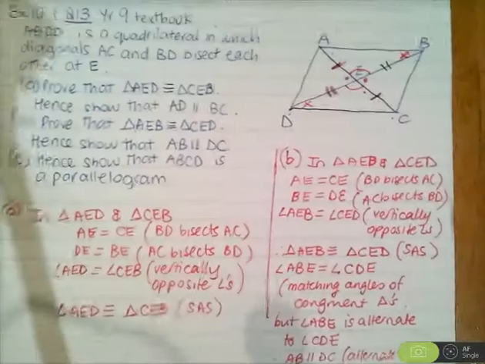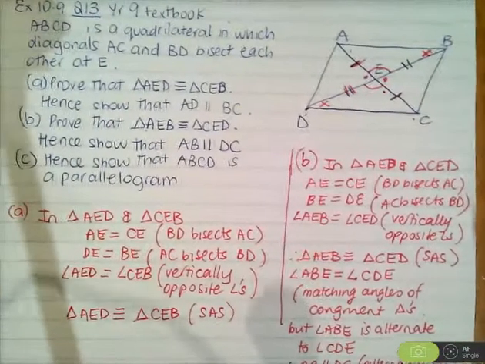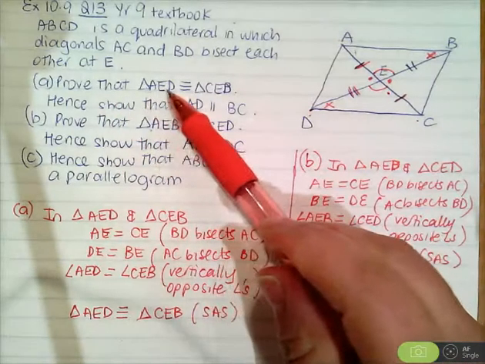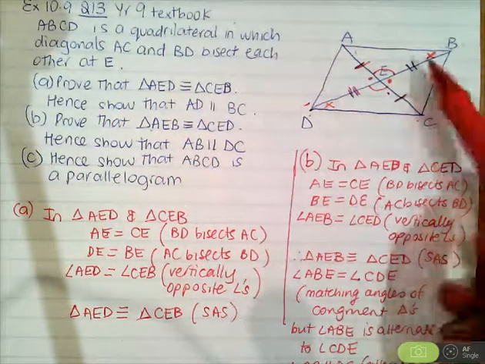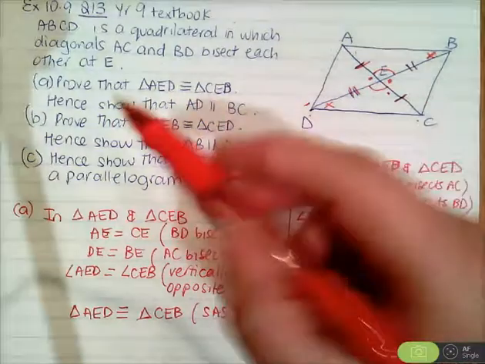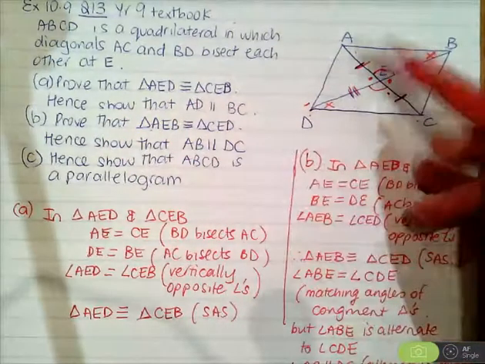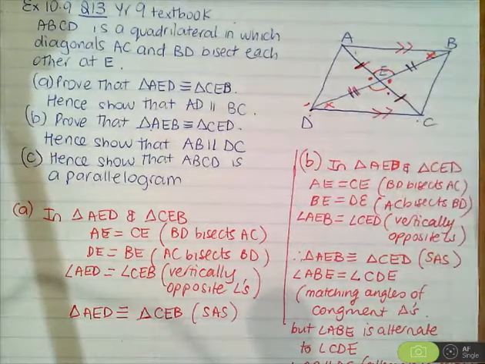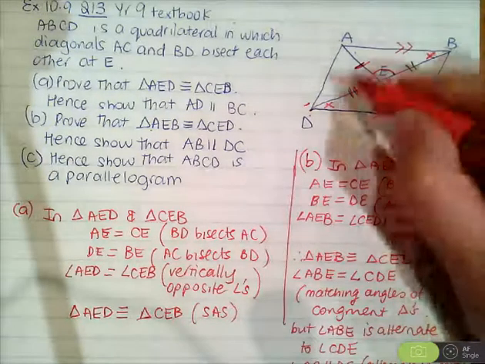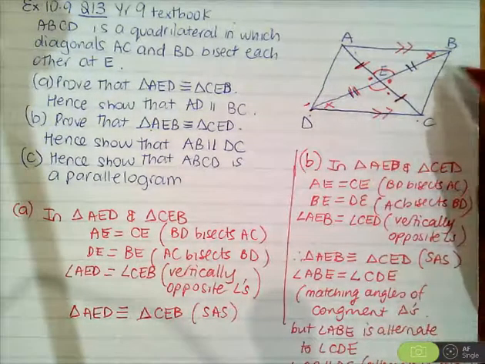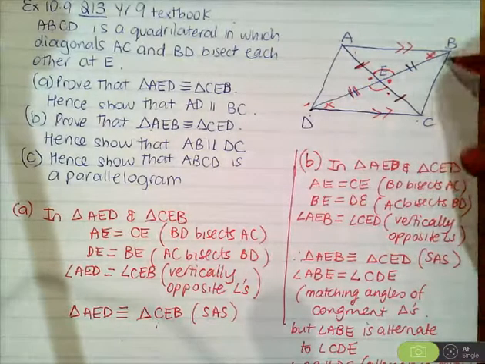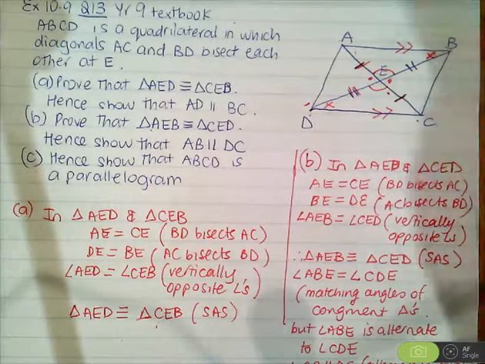Now what I've just realised is that I didn't finish off part A as well. In part A, I had to prove that triangle AED is congruent to triangle CEB, which we did, but then it said hence show that AD is parallel to BC. In part B, we proved that AB is parallel to DC. Now we have to prove that AD is parallel to BC. Again, we've proven that the two triangles are congruent. To prove that AD is parallel to BC, it would have to be by alternate angles.